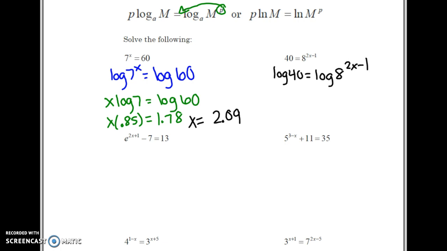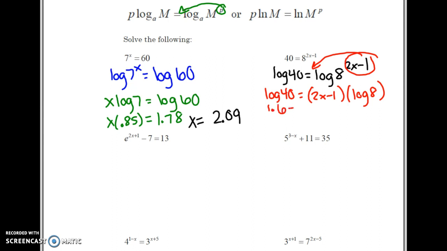So I wrote my logs. Now this exponent comes down and I can work with it. So log 40 equals (2x minus 1) log 8. I'm going to figure out what log 40 is. It's 1.6, equals (2x minus 1) times whatever log 8 is, which is approximately 0.9. Because this is multiplication, I'm going to divide 0.9 over to the other side. So 1.6 divided by 0.9 is 1.77, so I'm just going to round it to 1.8.